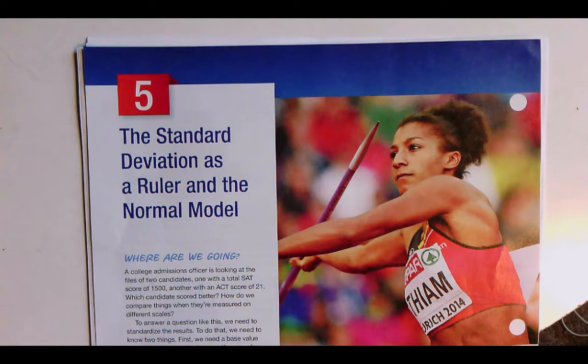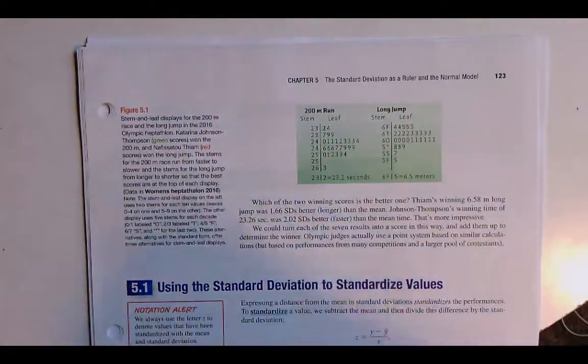Chapter 5 of Intro Stats, 5th edition, focuses on the use of the standard deviation, that measure of how far away an observation is from the mean, and something we'll introduce as the normal model. And this is done through some examples where we want to compare performance.